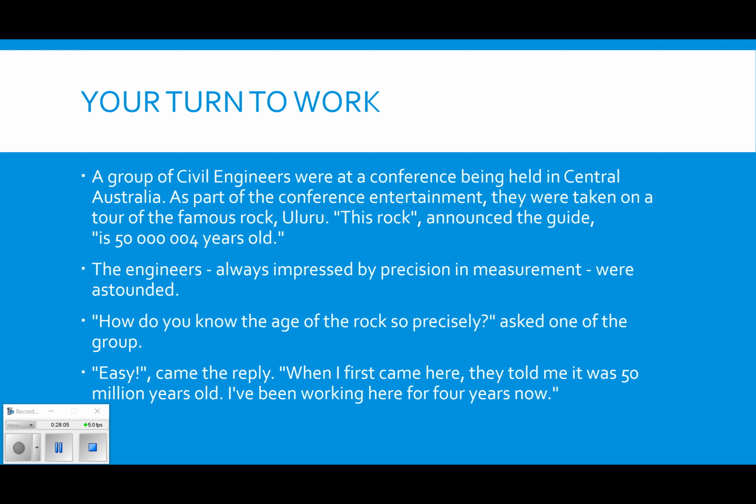Now, a group of civil engineers were at a conference being held in Central Australia, and as part of the conference entertainment, they were taken on a tour of the famous rock Uluru. This rock, announced the guide, is 50 million and 4 years old. Now, all these engineers who are always impressed by precision and measurement were absolutely astounded. How do you possibly know the age of the rock so precisely? asked one of the group. The guy says, easy. When I first came here, they told me it was 50 million years old, and I've been working here for 4 years now.